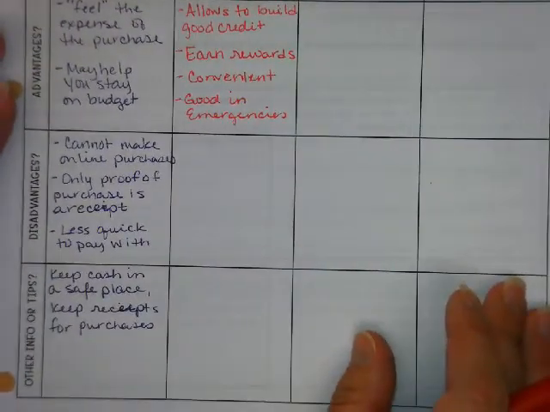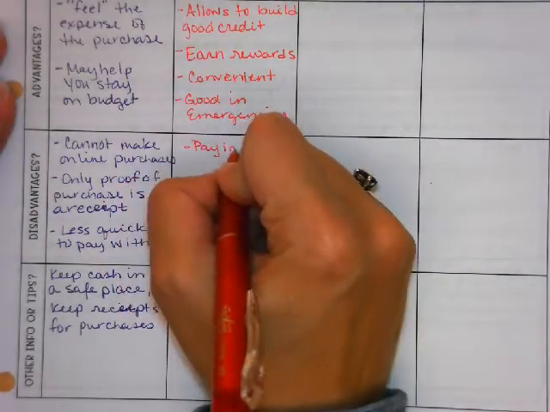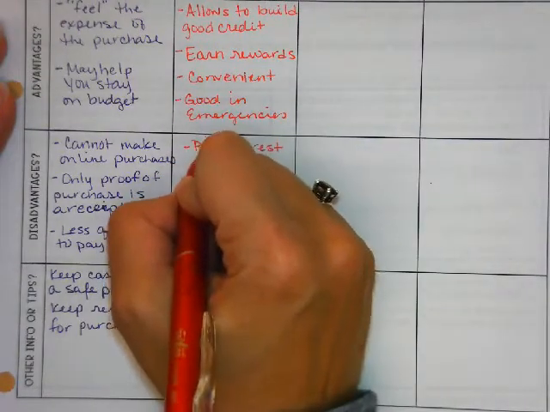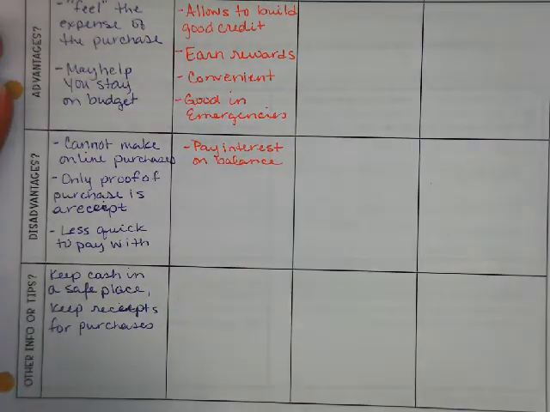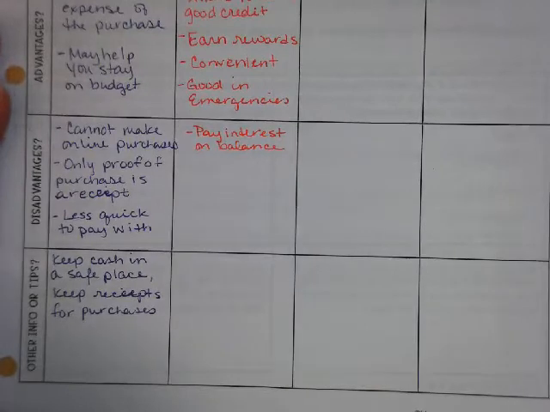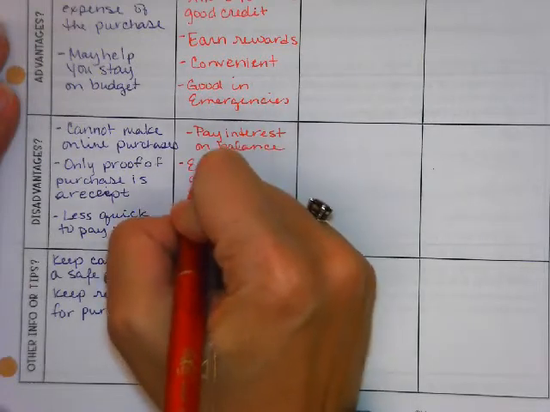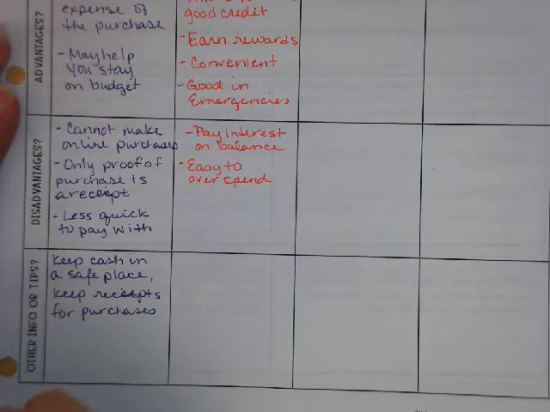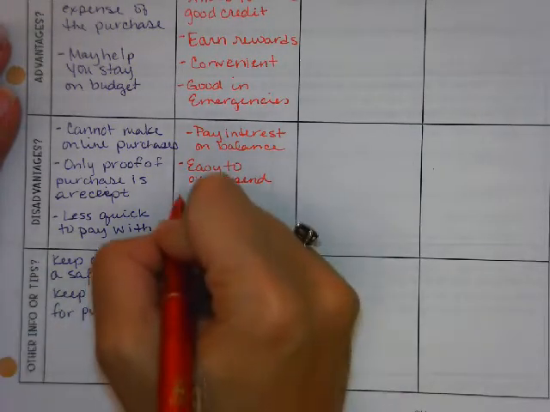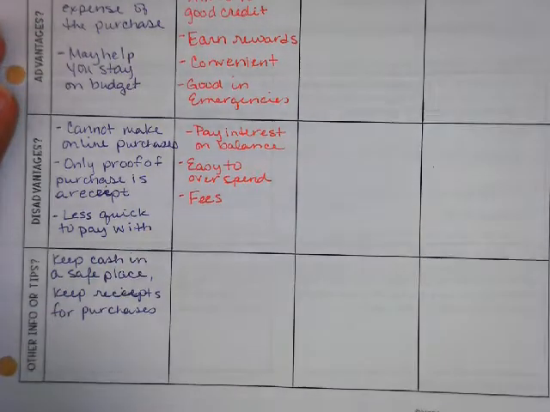Some disadvantages that we've talked about, you have to pay interest when you don't pay it off. Pay interest on your balance, right? So if you charged $200 and you only paid $100, you still have to pay interest on that extra 100. It is very easy to overspend with a credit card because you're just swiping and swiping and swiping. There are fees. Sometimes there are late fees, there are annual fees for certain credit cards and things like that.